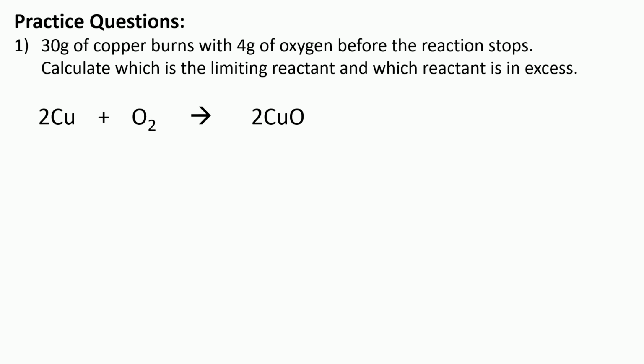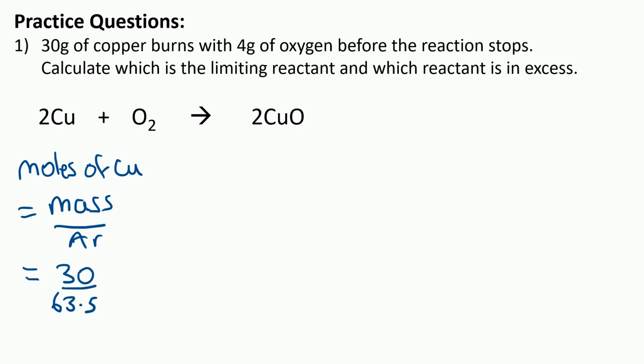So first of all, work out the moles of Cu. This time we're using moles is mass over Ar because it's just a copper atom on its own, not joined to anything. And that's going to be 30 divided by 63.5. Now at this point, some people would write 30 over 127 because they've seen the big 2 in front of copper. But actually Ar and Mr is only ever for 1 atom or 1 molecule. So when we work that out, we get 0.47 moles, which we add to the equation.